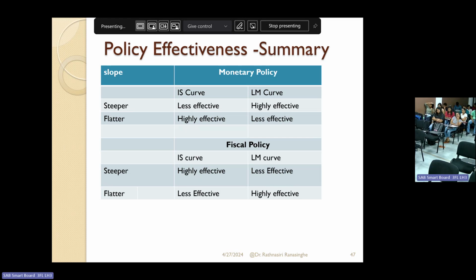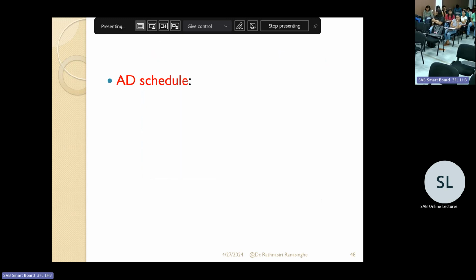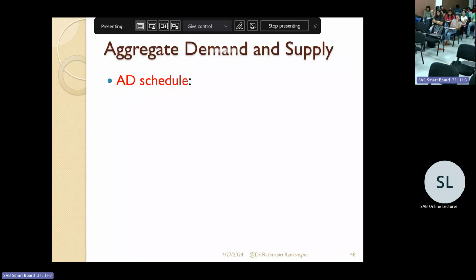Is it clear? Any questions? Right. Now we are moving to the last part of this session. Here we look at only the interest rate and the income. For fiscal and monetary policy actions, we analyze the impact on the interest rate and income. Then we can look at the impact on the price level. So far we assume the price level is constant.